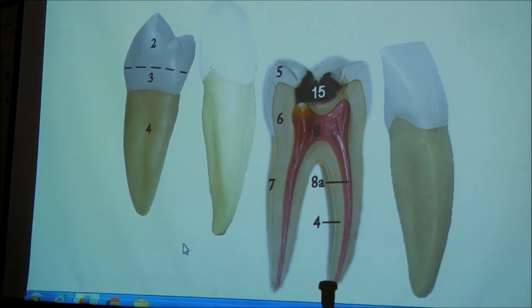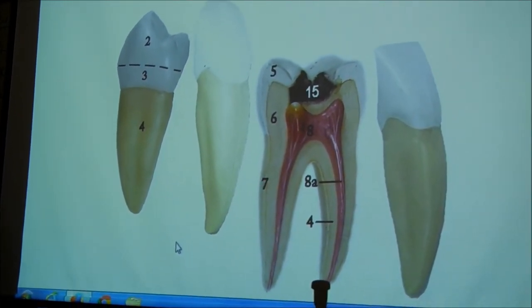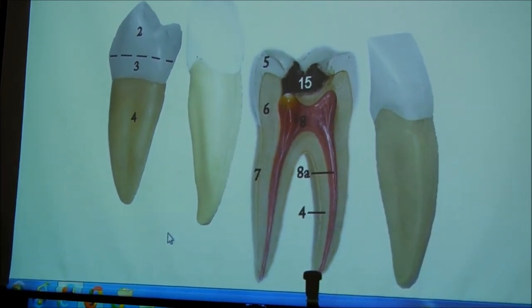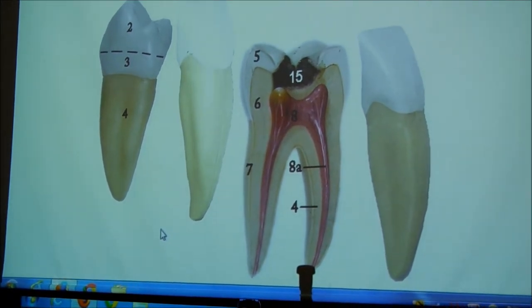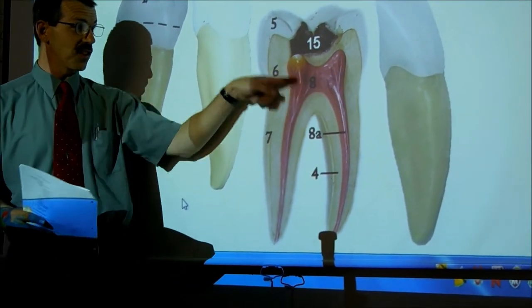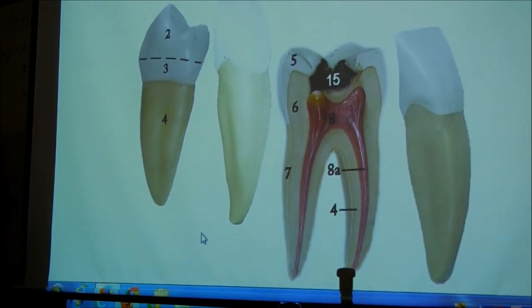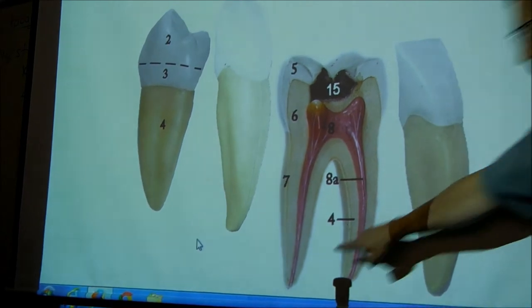Gingiva. Let's do number five on that model. What's five made out of? Enamel. Good. What is six made out of? Dentin. Very good. What do you call eight? The root canal. Yeah, the pulp cavity officially is eight. The root canal is 8A. So they're both the same thing. But this is just the cavity. This is the canal. So a root canal at a dentist, he's drilling out 8A. But isn't the root in it? Yes. It's in the root. But it's just a different name. What do you call the tip of your root canal?